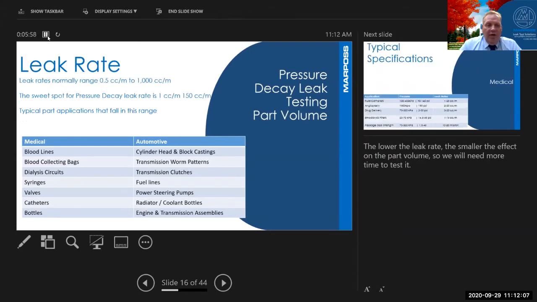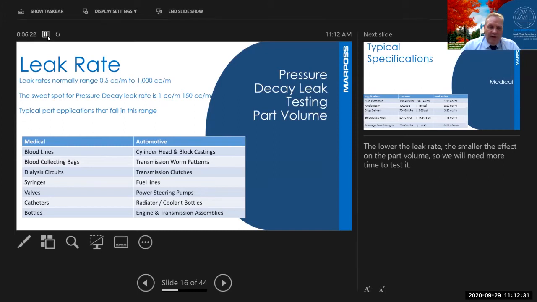We start looking at leak rate. Leak rates normally range anywhere from about a half cc to 1,000 cc's a minute. A lot of this is going to be driven by how large a part volume you are. You can have a 200 cubic inch volume, and looking for a half cc a minute isn't realistic, okay? There's other techniques we can use other than pressure decay, but a lot of these start going hand in hand.